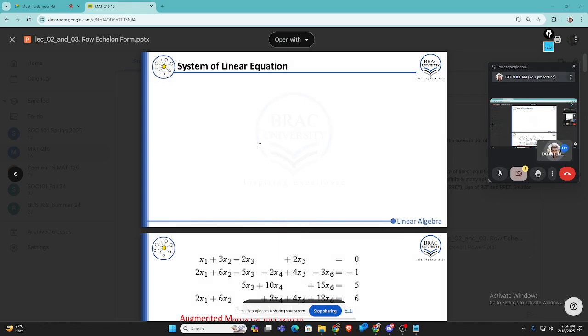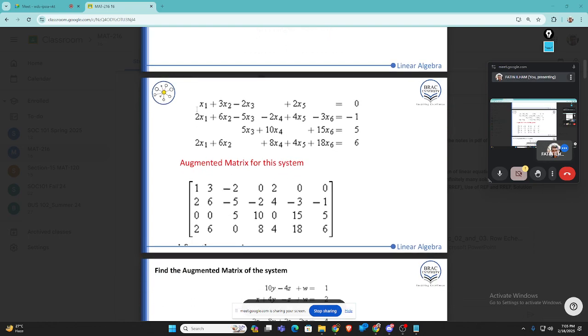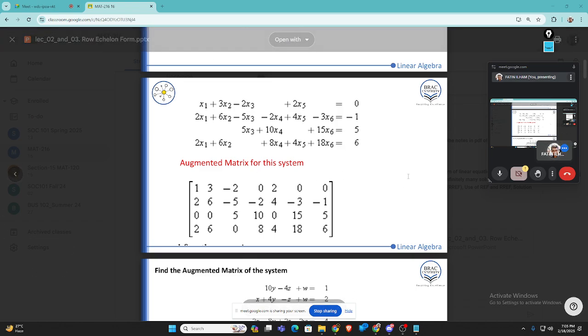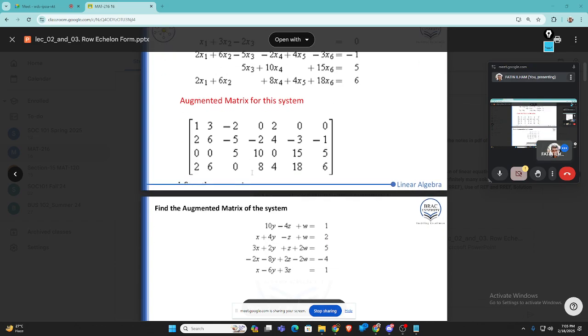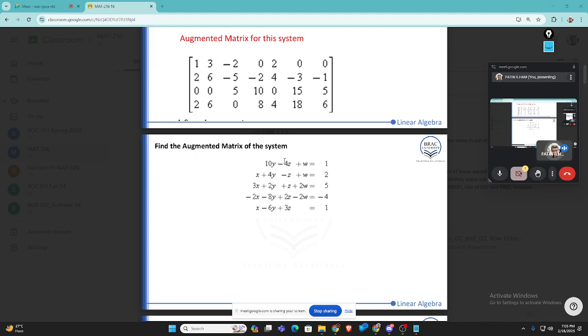So row echelon form, I mean, we use it on matrices mostly. You can see that. Now see here, it's the same thing. You can pause the video. I will upload it certainly and see. Alright, let's try to solve it.